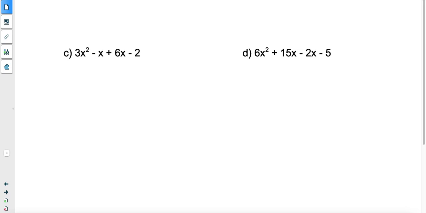So this next one, 3x squared minus x plus 6x minus 2. Again, just like before, we're going to start by common factoring my first two terms here, and then I'm going to common factor out my next two terms. So let's try that.